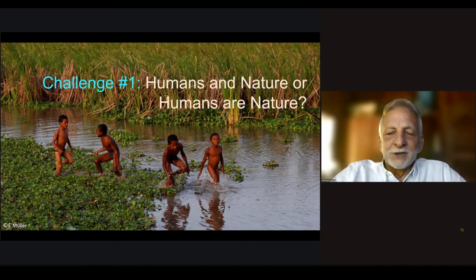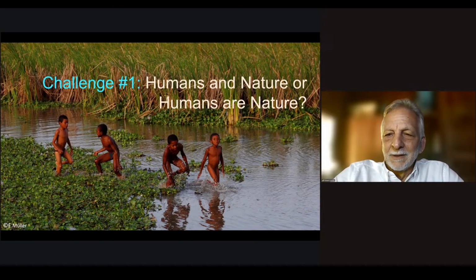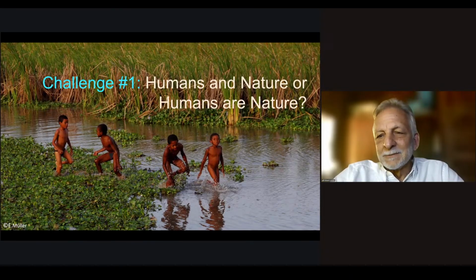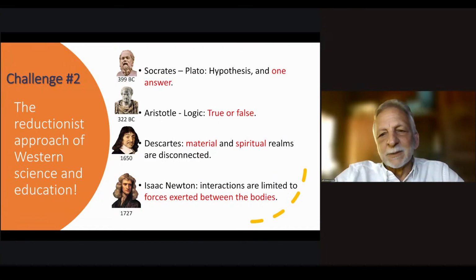I've identified 5 challenges. I'll go very quickly. Time is running out, but the biggest one is it's not humans and nature. It's humans are nature. If we don't understand that, we're not going to be part of the regeneration movement. Until we can consider ourselves part of nature, as one with nature, we're not going to move. Challenge 2, reductionist approach.